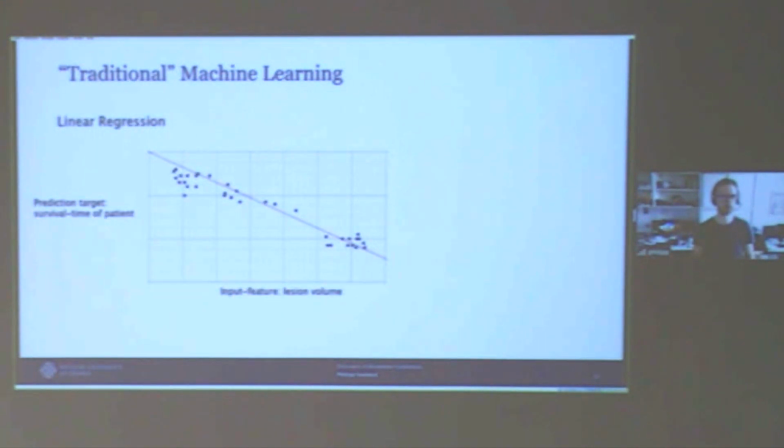of these models. So in linear regression, you have a continuous target. For example, one input feature could be the lesion volume or the retinal thickness, and the prediction target is the survival time of a patient. Then you try to fit a line that describes this relation between the input feature and the output in the best possible way. This is of course a very simplistic model, but it's one standard model that you can apply to get some prediction out of simple features.